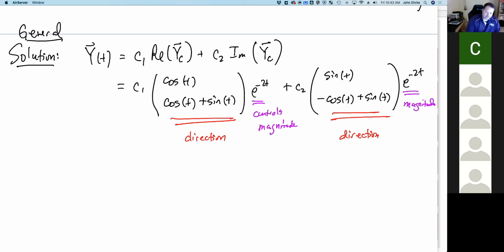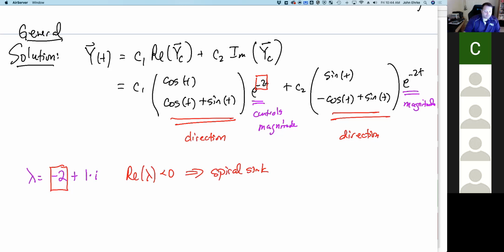And so what I want you to understand is this is very much related to the eigenvalue. The eigenvalue here was -2 plus i. So let's think about where each of these parts ended up in the problem. We'll start with the -2. The -2 ended up right here in the final answer. The reason that I knew looking at the eigenvalue that I was going to spiral in is because the real part of lambda being less than 0 indicates that we're going to spiral in over time. So it's a spiral sink.